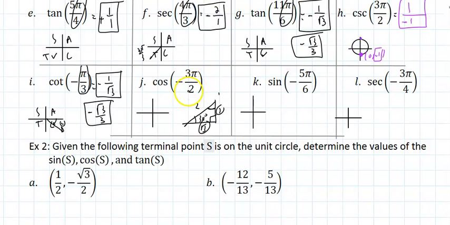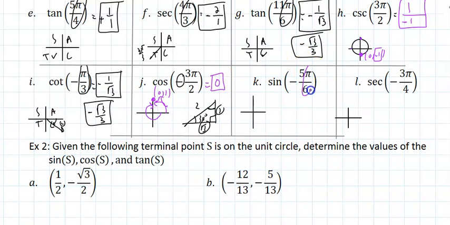How about this problem? If I rotate in negative rotation to negative 3 pi over 2. If you don't like that angle, add 2 pi to it. It's pi over 2. Bottom line, you're right there. On the unit circle, isn't that 0, 1? Cosine, isn't cosine the x? And that's how we're going to do those.